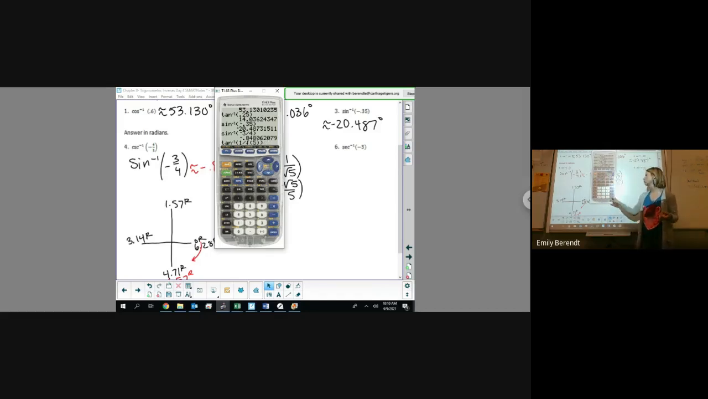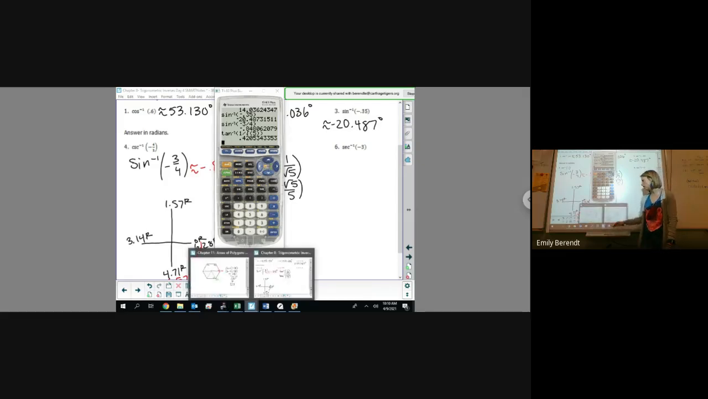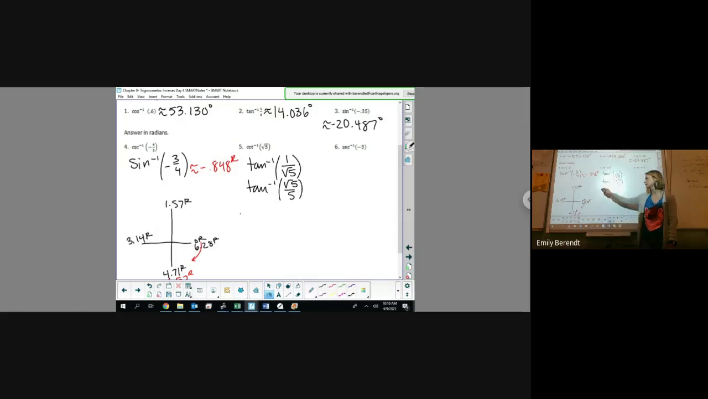There we go, 0.42. Is that between 0 and 1.57? Then your answer should make sense. Be careful on the test. I already forgot what it was. Negative. No, positive.